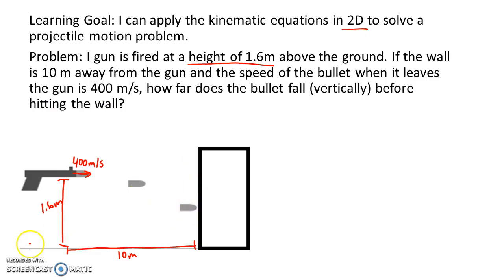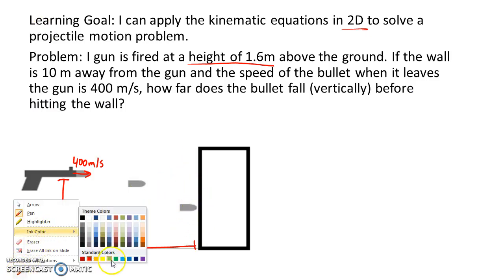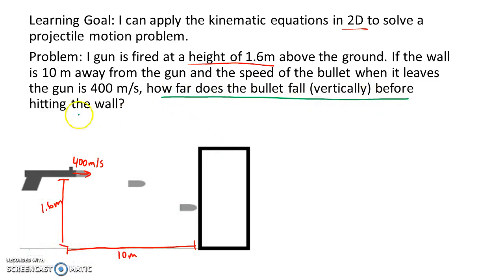So really the question is, how far does the bullet fall vertically? Meaning, at the height that it started at, how much lower is it now? What is this distance? Now this is in the y direction, so we'll call this the change in y.